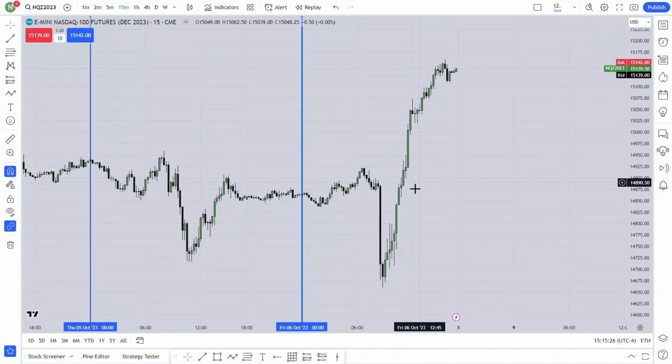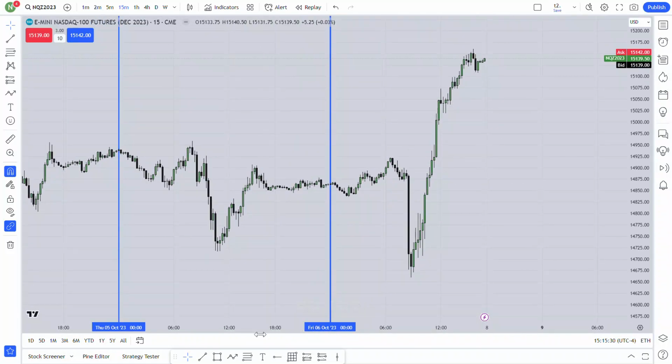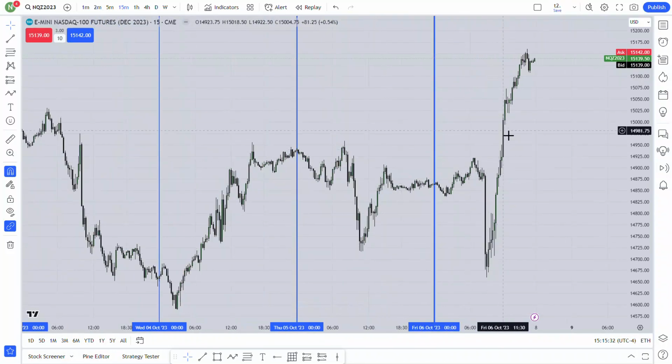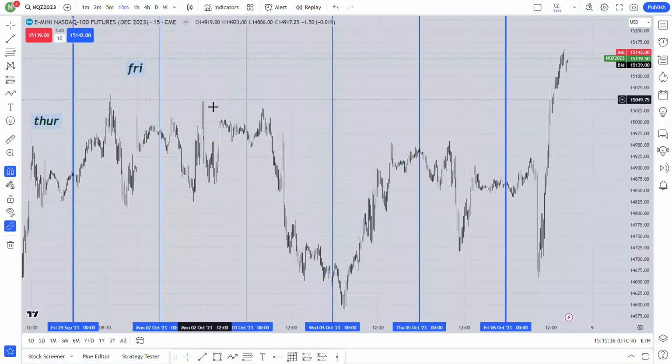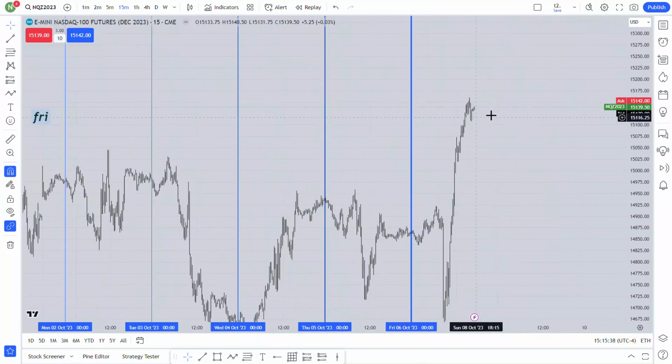And Friday we had the news, all of us know what happened over there. So it actually went back inside the real range. From here it went higher, it just stopped over there. Some weeks are very different.